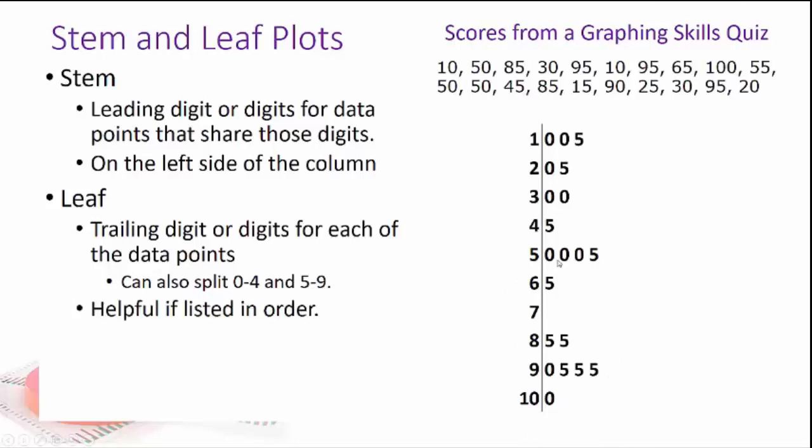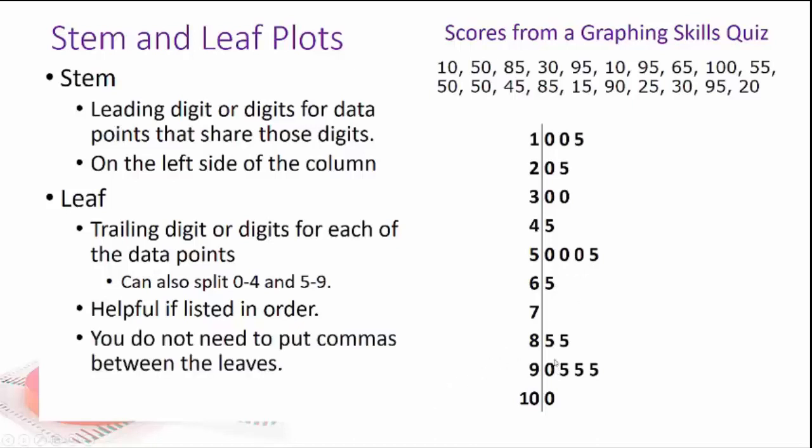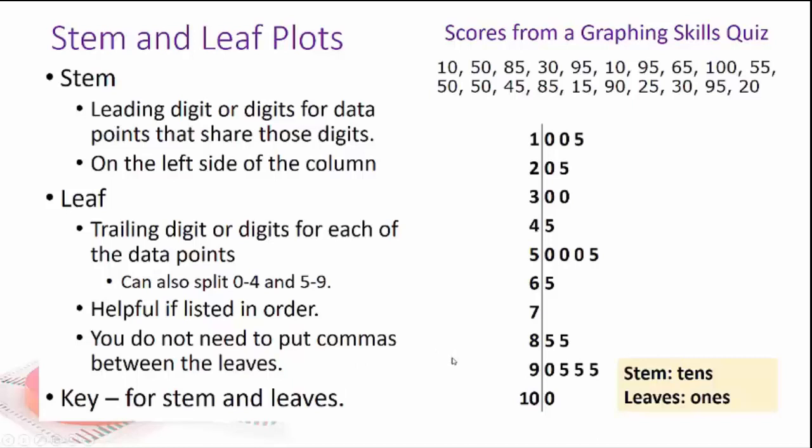Now, it's helpful if you list it in order. I think I've seen it somewhere where it wasn't in order, but just put them in order. Life will be better. And you do not need to put commas between the leaves. Just try to have them line up, kind of grid-like. You also want to be sure that you have a key for each of your stem and leaf plots, and they will be looking for that on your AP tests.